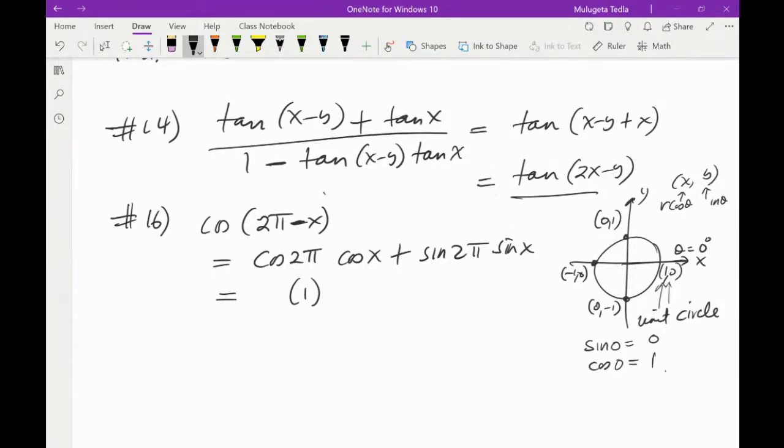Okay, so 2 pi means the whole circle again. 2 pi is right here. So cos of 2 pi is 1. The cosine takes the x value. Cos x plus sine 2 pi is still at this point, because 2 pi means the whole circle back to that point. So sine of 2 pi is the y value, which is 0, times sine x.